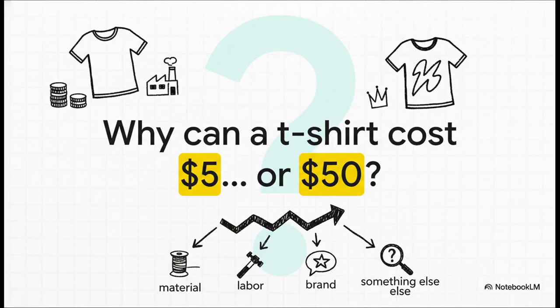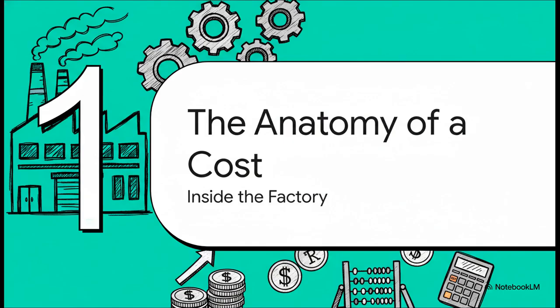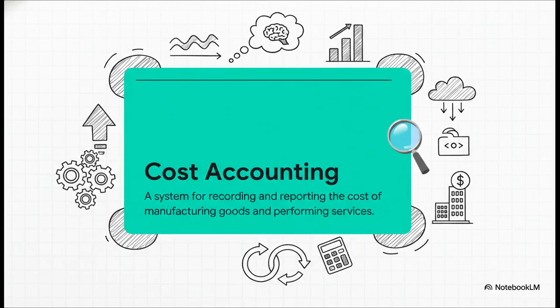Let's unpack that. So, to really get to the bottom of price, we have to start where every single product starts, inside the factory. Long before a company can even think about profit, it has to understand every single penny of cost, and that is the world of cost accounting. Now, cost accounting sounds a little dry, I know, but it's not just adding up a pile of receipts. It's a whole system. The Institute of Management Accountants puts it this way: it's a process for recording and reporting the costs of making things. Basically, it's the rulebook that helps managers make smarter choices and keep the whole operation running smoothly.